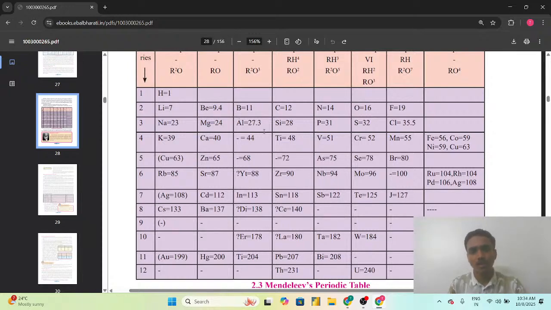So as we have seen that atomic mass was considered as a fundamental property for the classification of elements by Mendeleev also. So he arranged the elements according to the increasing atomic masses. So boron and beryllium: beryllium's atomic mass was found to be 9.4 and boron was 11. So obviously beryllium will be placed before the boron.